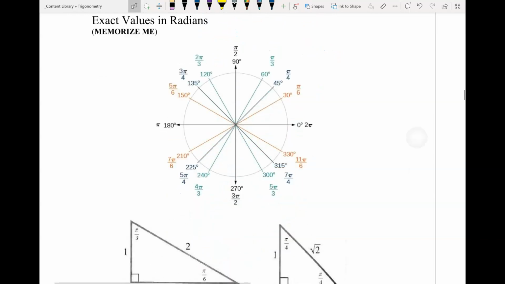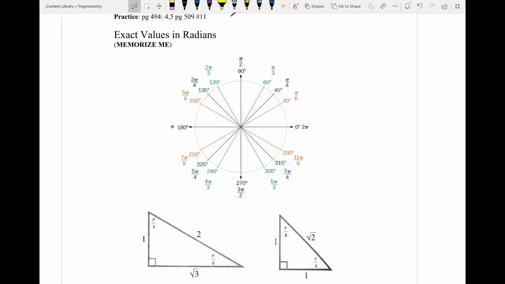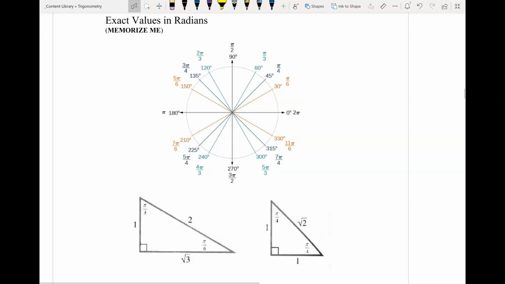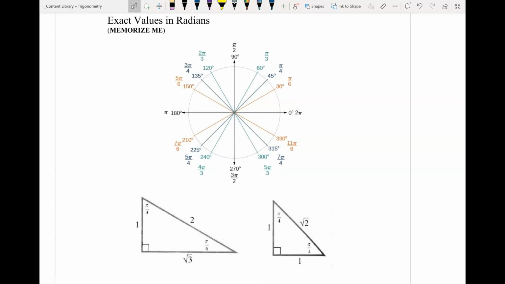The last thing we're just going to look at is memorizing your exact values, but this time in radians instead of degrees. So here again is your unit circle. But with the degrees, beside it is the equivalent angle in radians. So we have 0 degrees is equal to 2 pi, 30 degrees is equal to pi over 6, 45 degrees is equal to pi over 4, 60 degrees is equal to pi over 3.